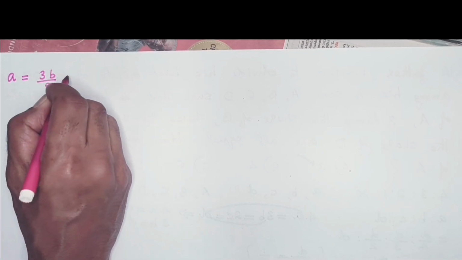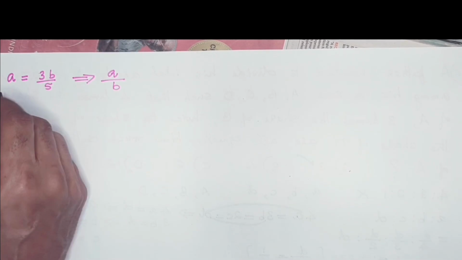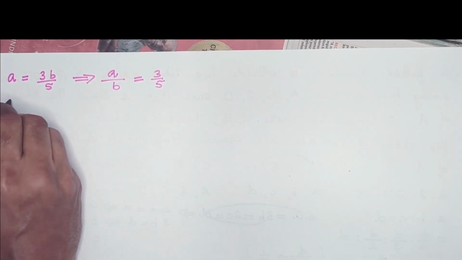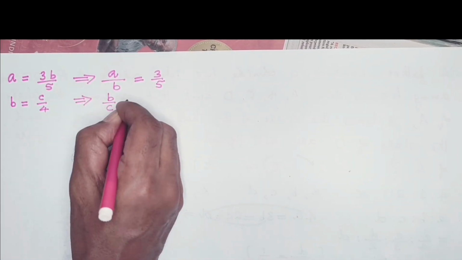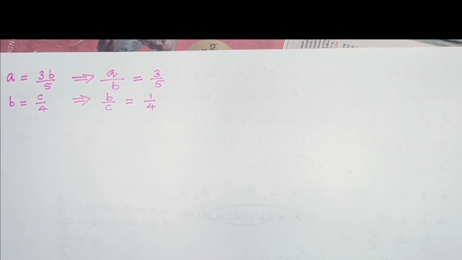You may please refer back to the question. These are the simple equations given in the problem. Like we did before, B I am bringing to the left side and you will be getting A divided by B equals 3 by 5. Then the second equation, B equals C over 4. This is B divided by C equals 1 over 4. C I am taking to the left side.